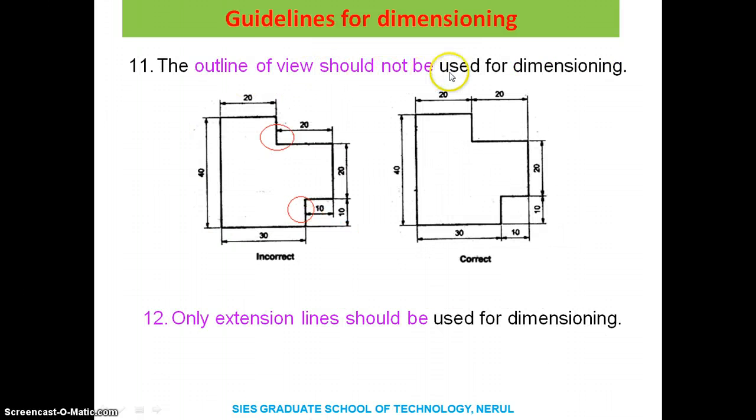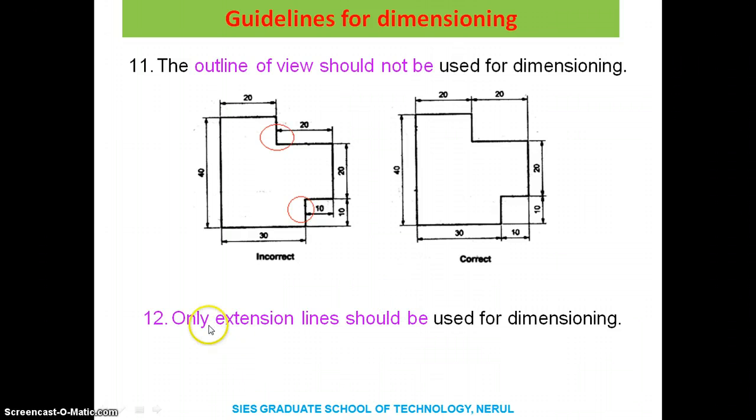The outline of the view should not be used for dimensioning. Like you can see here, this is the outline of the part. The same thing is used as a dimension line. Use an extension line for giving dimension. That should not happen. Draw an extension line and then use it as a guideline for giving the dimension.